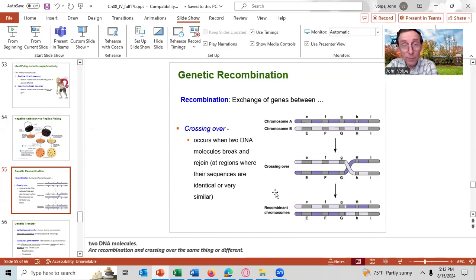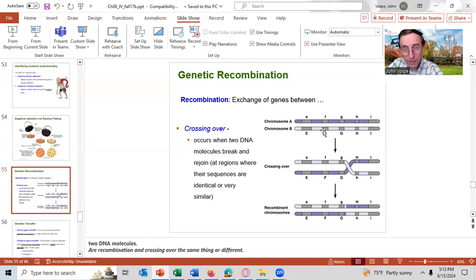Crossing over is where two DNA molecules or two chromosomes actually come together and pair up, and then they exchange pieces. This normally happens in meiosis, where the mother's chromosome, which is the blue one, and the father's chromosome, the white one, pair up, and then they literally cross over, and then they break right here.